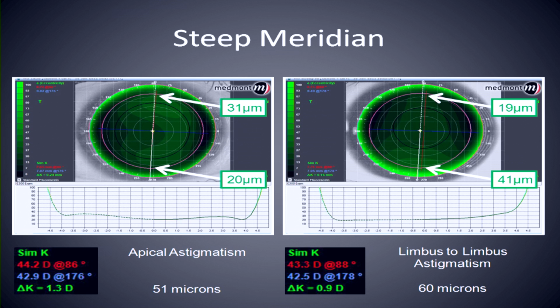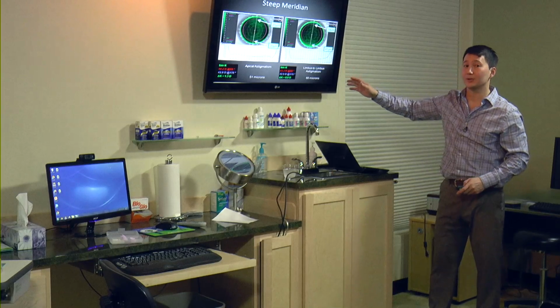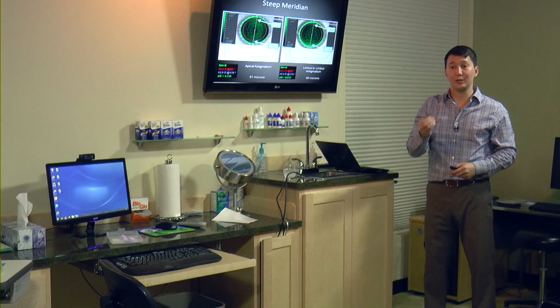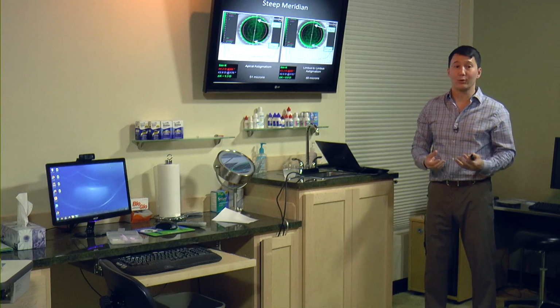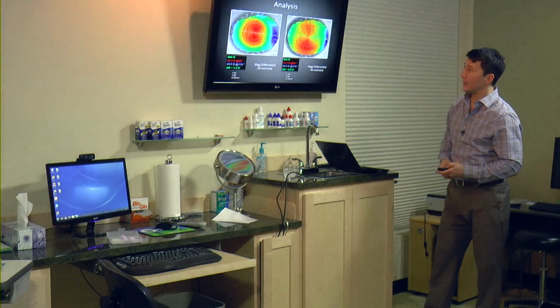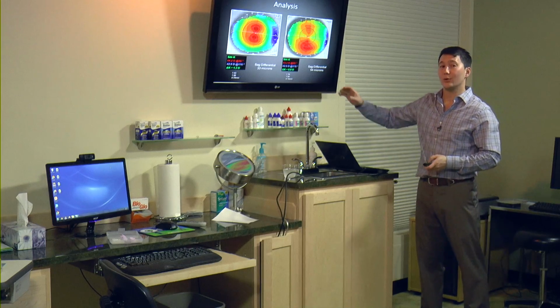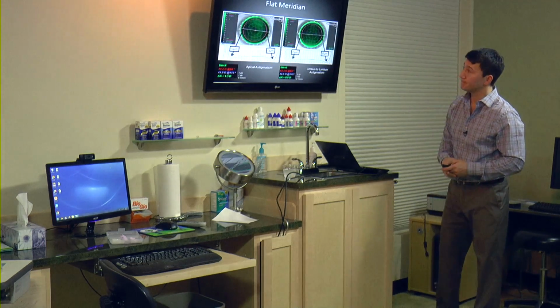So in orthokeratology, for instance, when you're looking at a potential case, you always look, is it apical or is it limbus-to-limbus? Because if it's limbus-to-limbus, you need a toric. If you're fitting a patient with a GP lens for single vision, for multifocal, you look at, is it apical astigmatism or limbus-to-limbus? Because you may need to go with a toric if it's limbus-to-limbus.